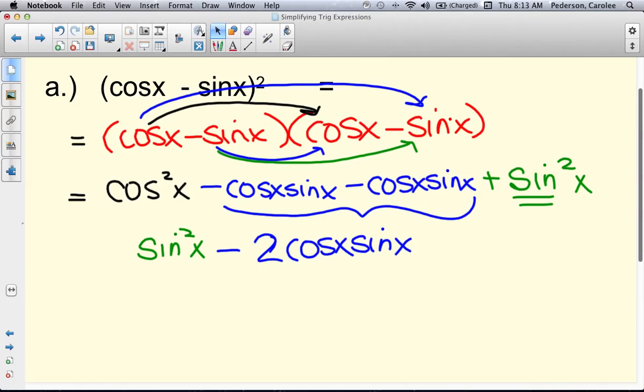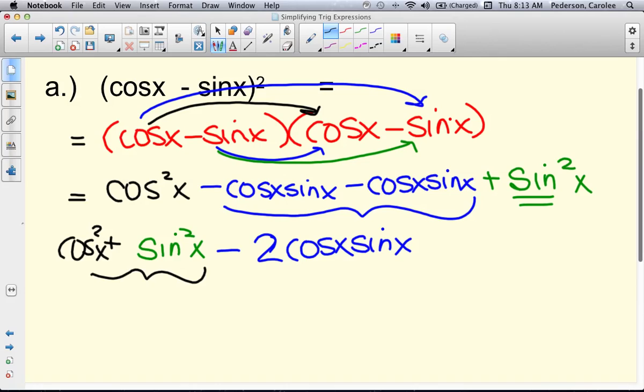Then I'm going to bring this green sine squared of x to the front. And then I still have my black cosine squared of x. Now look, these two are the Pythagorean identity. Cosine squared of x plus sine squared of x is 1. So I have 1, and then minus 2 cosine of x sine of x.